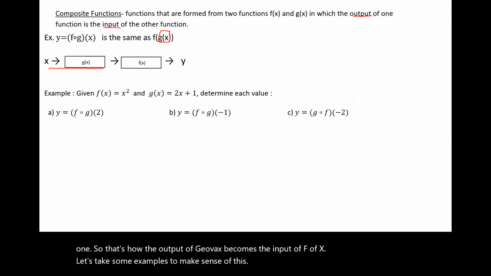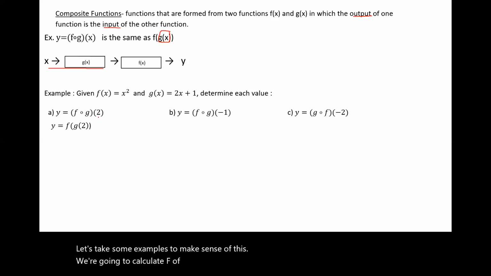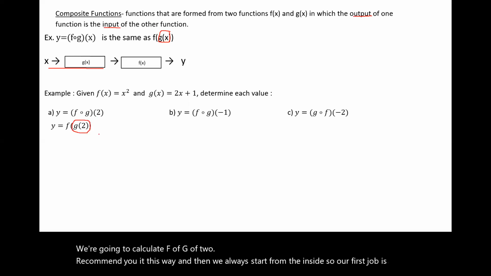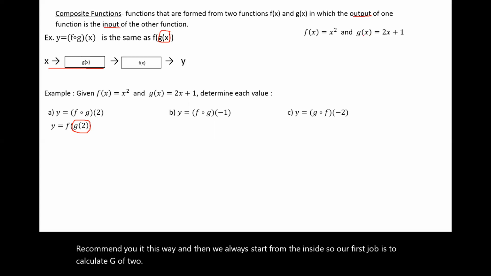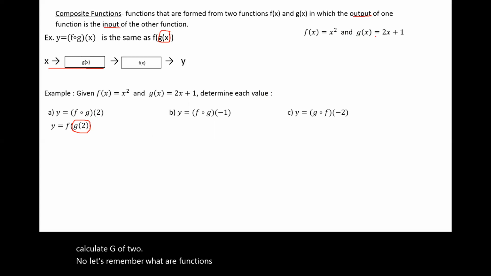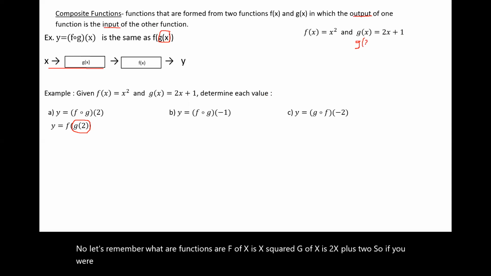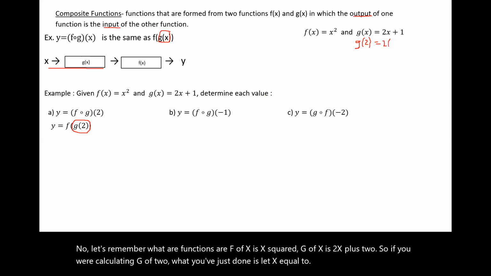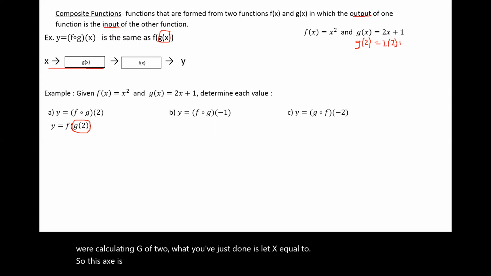We're going to calculate f of g of 2. I recommend you write it this way, and then we always start from the inside. Our first job is to calculate g of 2. Let's remember what our functions are. f of x is x squared, g of x is 2x plus 1. If you were calculating g of 2, what you've just done is let x equal 2. So this x is also equal to 2. The answer for g of 2 is 4 plus 1, which is 5. So g of 2 becomes 5.